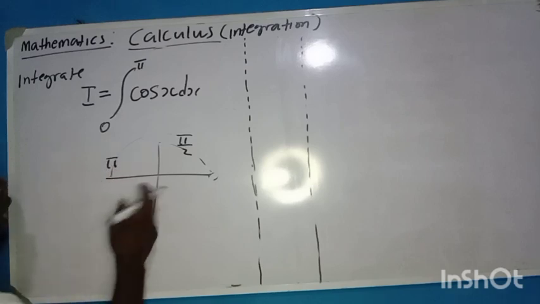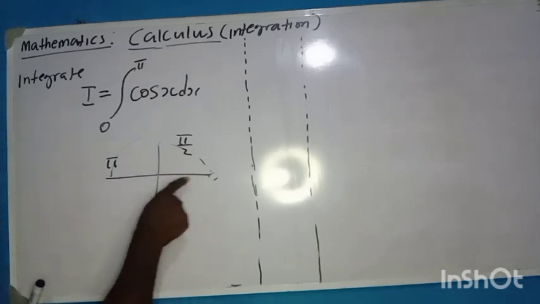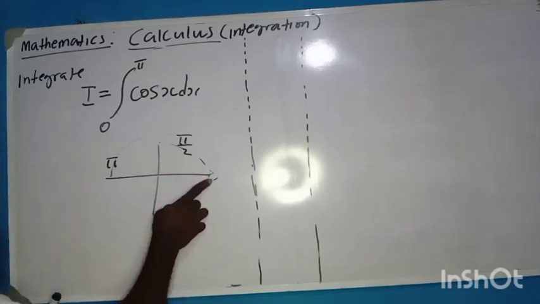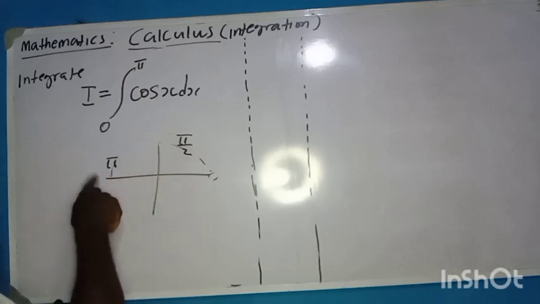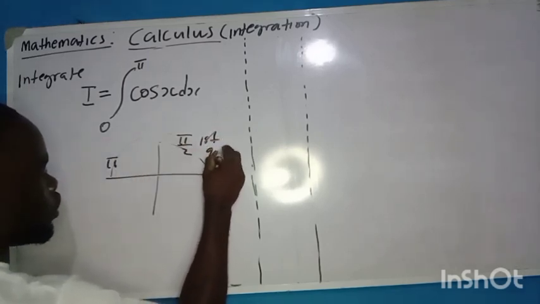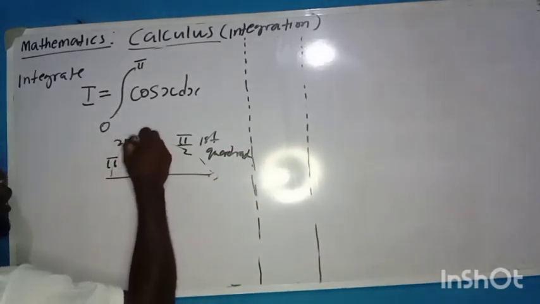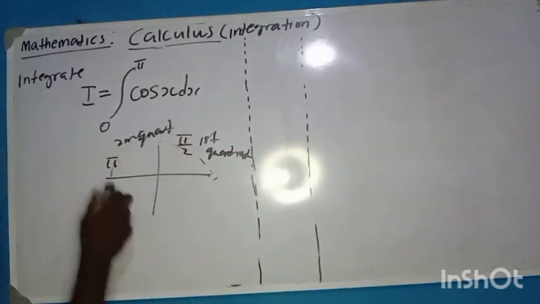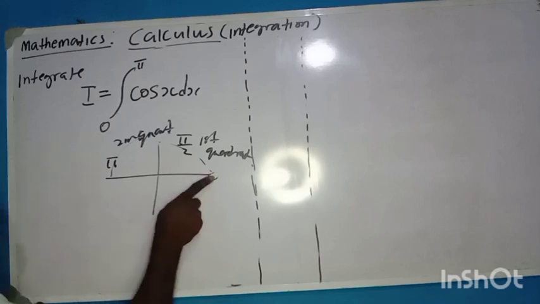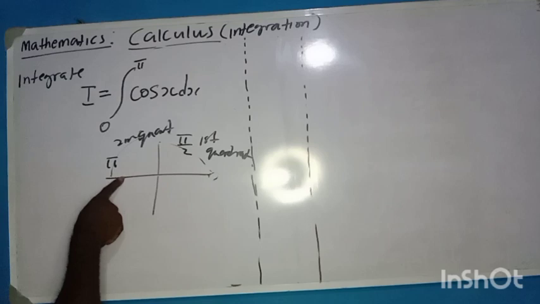The sum of angles on a straight line, this straight line, will give us 180. So what I'm saying is that a particle should integrate from 0 to pi. That means we are going to pass through the first quadrant and the second quadrant. Take this in mind: we cannot just jump from 0 to pi here. We have to take the first quadrant and the second quadrant.